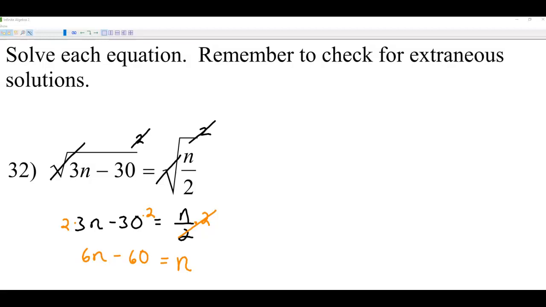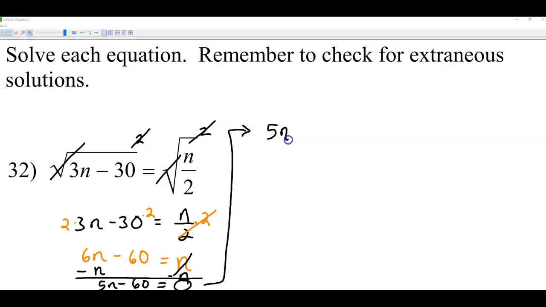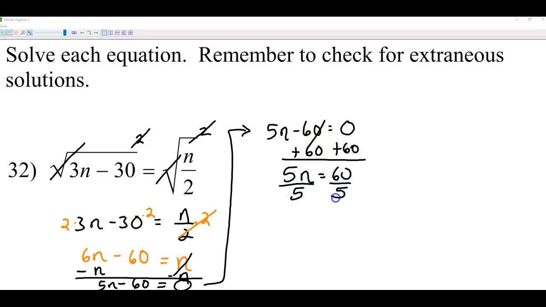All right, the next thing we're going to do is we're going to solve for n here. So I would minus the n on both sides. That leaves us 0 on this side and a 5n on this side. I got 5n minus 60 equals 0. So we'll add 60 and divide by 5. You're getting 12. Once again, we want to plug it in to make sure that our answer is good.